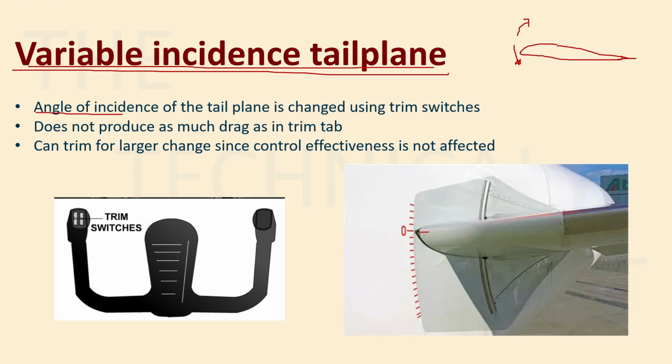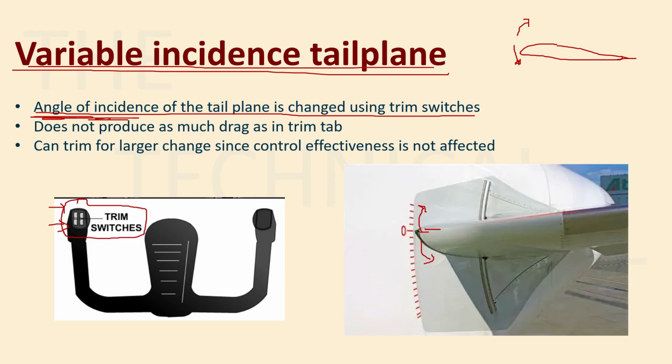The angle of incidence of the tailplane is changed using trim switches. What are these trim switches? These are the trim switches on your control column. There are switches which you can press up and down, right? These switches move the variable incidence tailplane up and down, and it changes the trim of the aircraft. They change the angle of incidence.